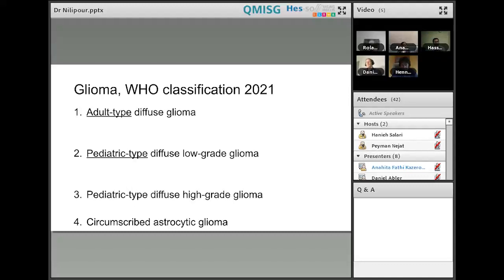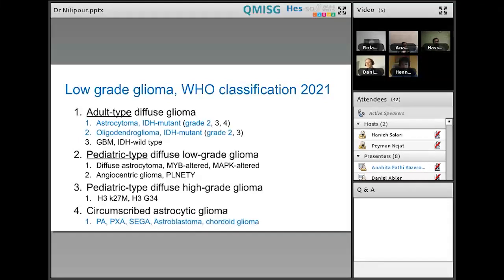In 2021, we have 4 groups of gliomas, actually infiltrative gliomas. The first one is adult type diffuse glioma. The second one is pediatric type diffuse low-grade glioma, then pediatric type diffuse high-grade glioma, and circumscribed astrocytic glioma. This is a very important new classification because even with the same morphology, one diffuse glioma is completely different from adult type to pediatric type. So we have to be very careful to gather all the data from the brain tumors that we have.